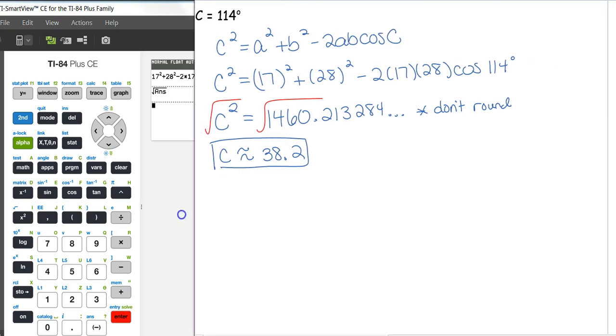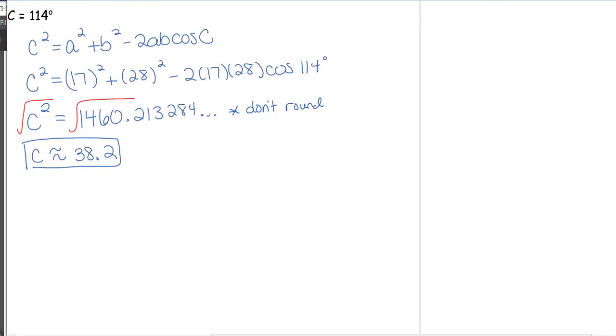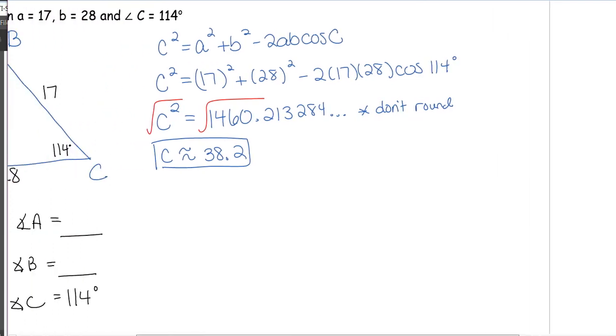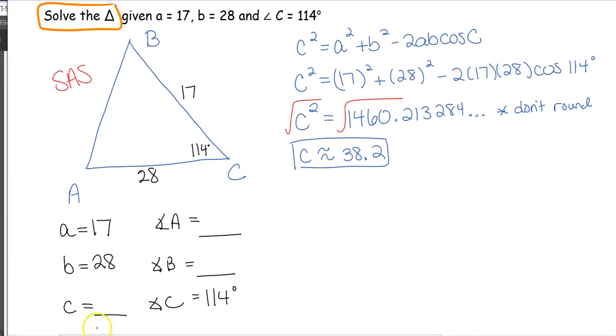So we're going to go back over here to the rest of our triangle, and I now have that our side C is 38.2. So we found one of our missing values. Now we need to solve for either angle A or angle B. It does not matter which one you choose. It could be either or. I'm just going to go with A because it comes first.